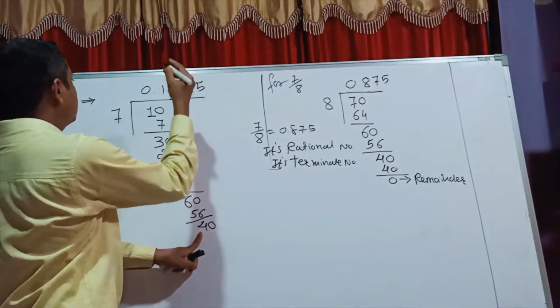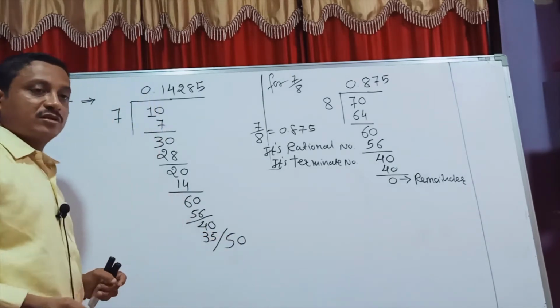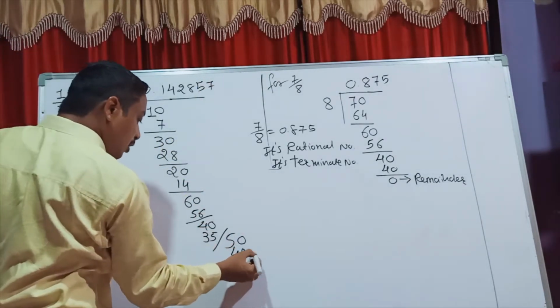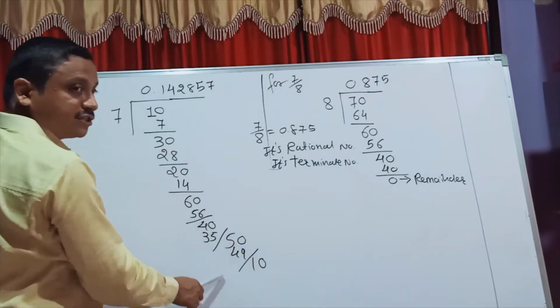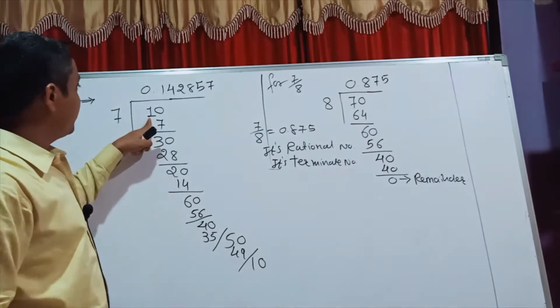7 5s are 35. How much remaining? 5. Means 50. Again 7 7s are 49. How much remaining? 1. Means 10. So this 10 now again repeats.